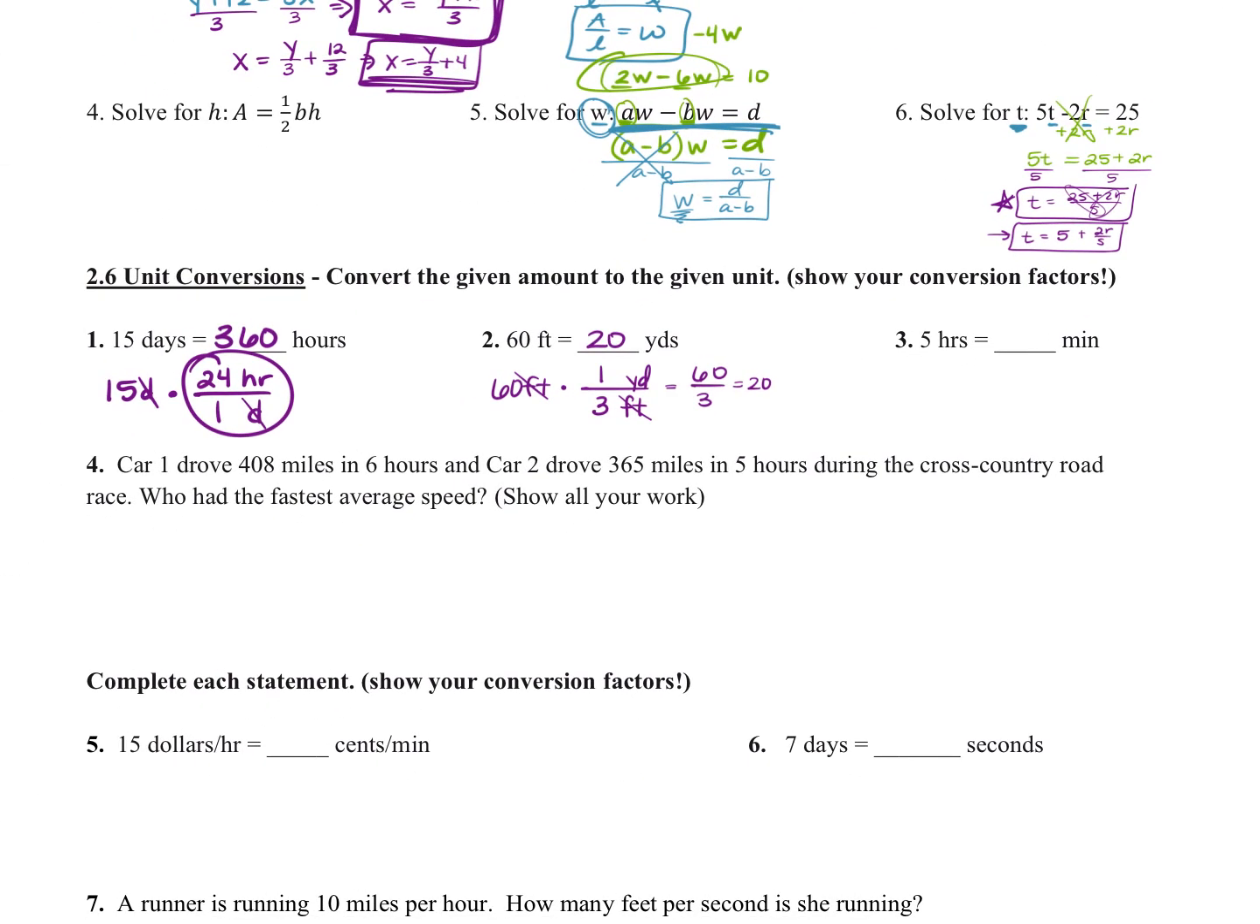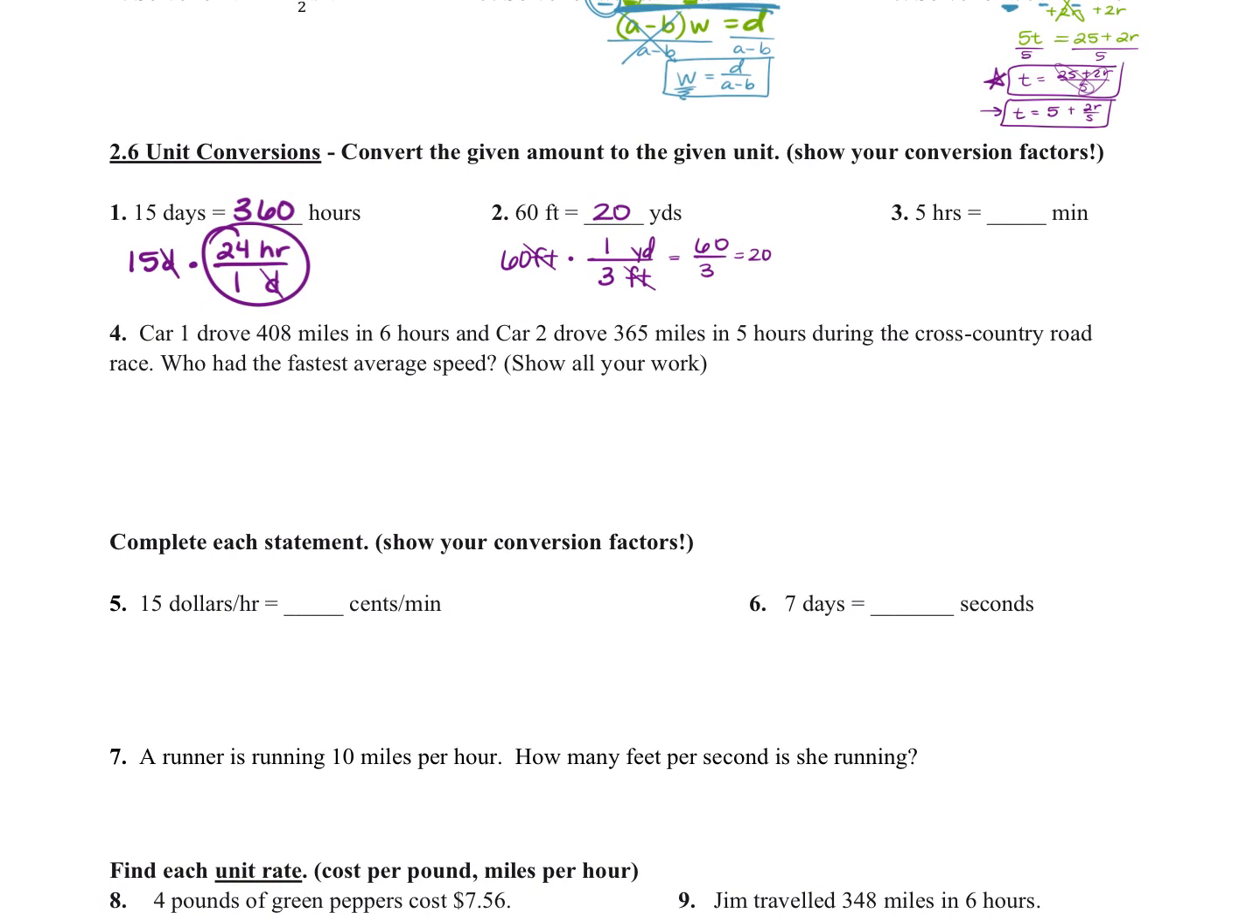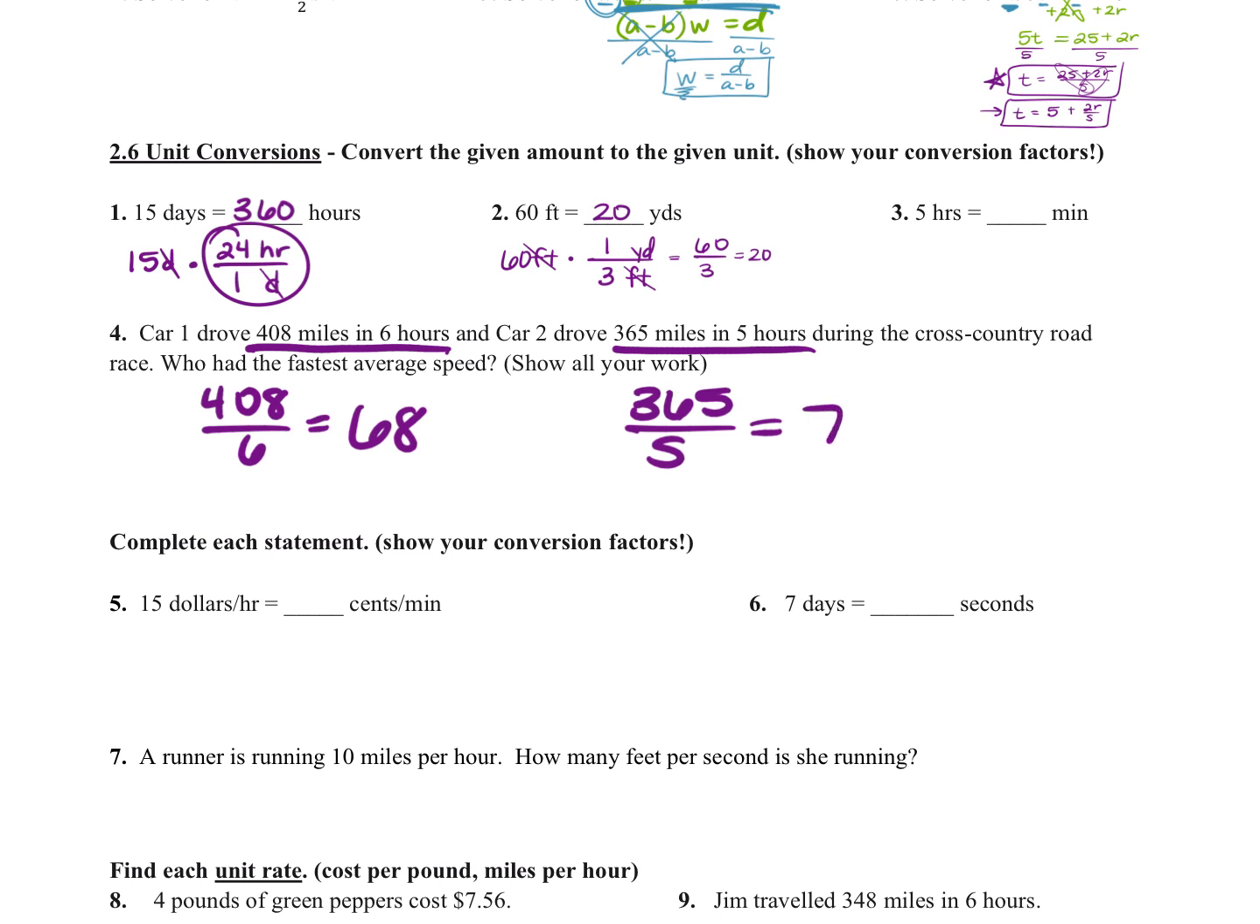Okay. Look at number 4. Car 1 drove 408 miles in 6 hours. Car 2 drove 365 miles in 5 hours. Who had the fastest average speed? What do you do? Divide. 408 divided by 6. Anyone plug that in? So no then? 408 divided by 6 is 68. 365 divided by 5 is 73.